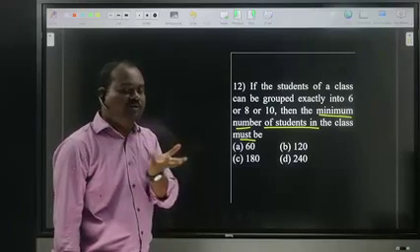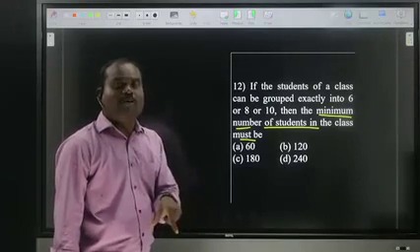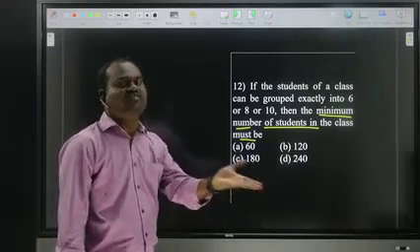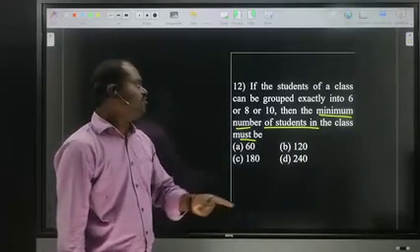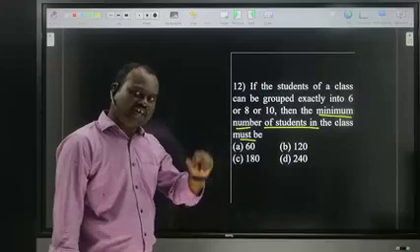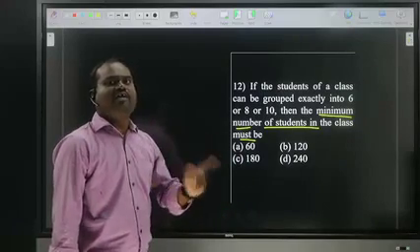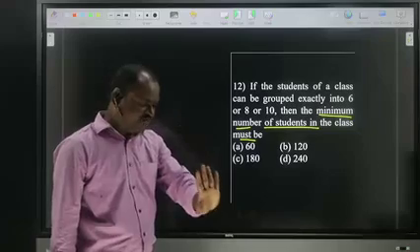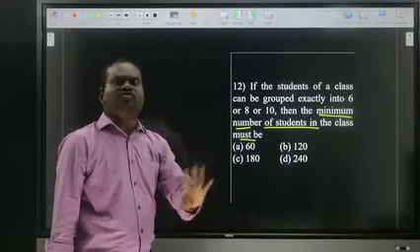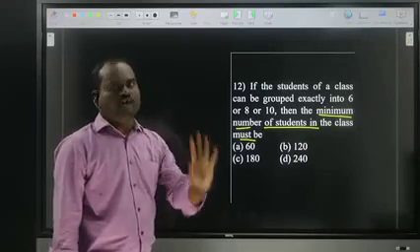That means the number of students is divisible by 6, or by 8, or by 10. That means we have to get in the 6 table, the 8 table, the 10 table, all the tables. So first of all, find the LCM. LCM is your answer. The procedure is LCM or one by one option checking.